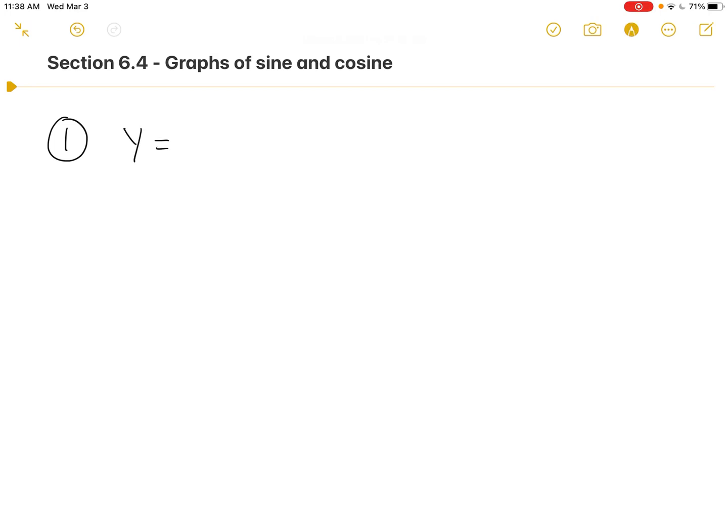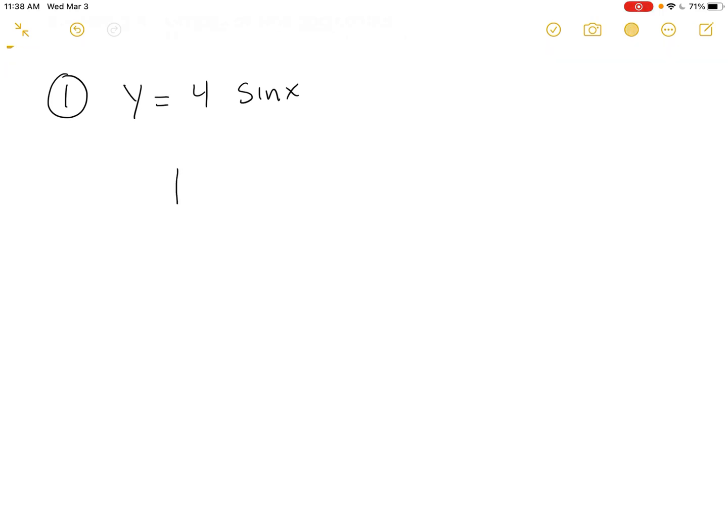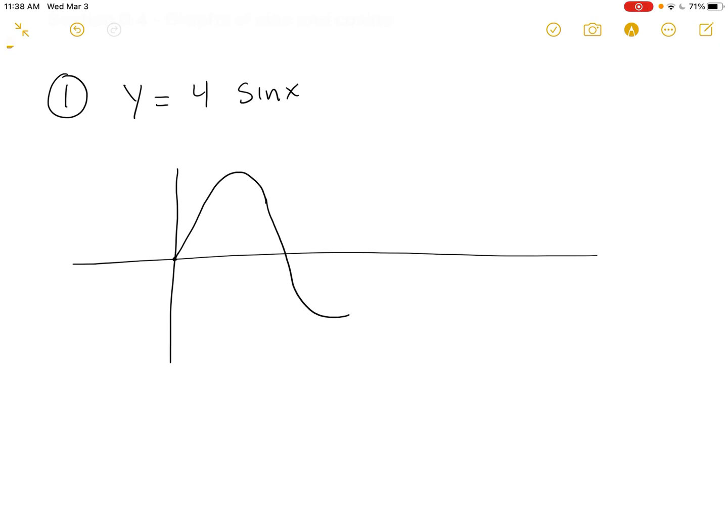y is equal to 4 sine x. So we know what that 4 does, right? That 4 is going to take all of our sine x values and multiply them by 4, so it's going to increase the amplitude. What does our sine x graph look like? You have to choose the right graph or graph it yourself. If you remember, sine of 0 is 0. So it goes through there and it peaks, comes down, comes back up at the trough, goes down and comes back up.